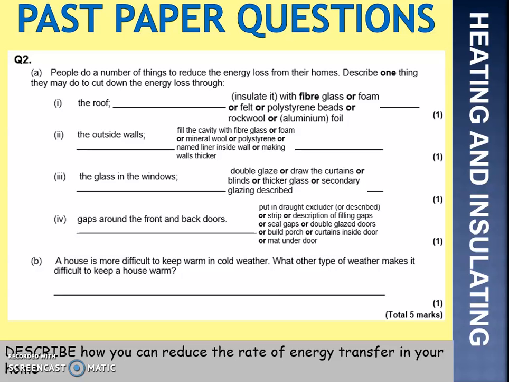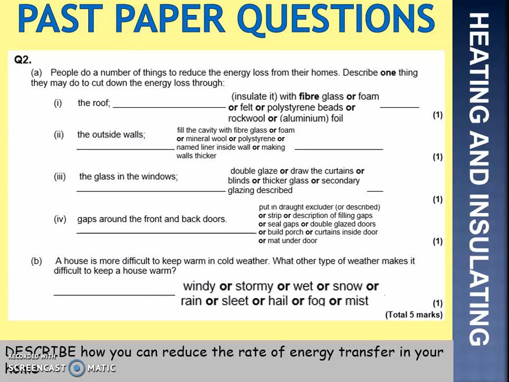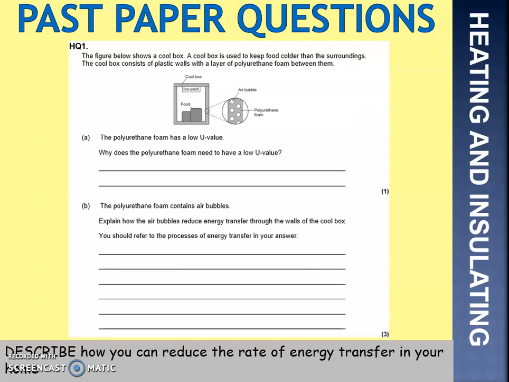Question B, a house is more difficult to keep warm in cold weather. What other type of weather makes it difficult to keep a house warm? Any of those will do. Windy, stormy, wet, snow, rain, sleet, hail, fog or mist. Any of those named would be an acceptable answer. Higher question here, so if you could pause the video and attempt this, it's slightly more difficult.